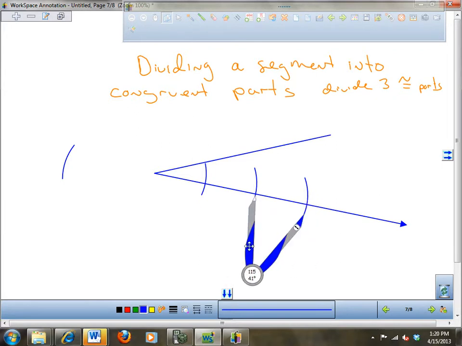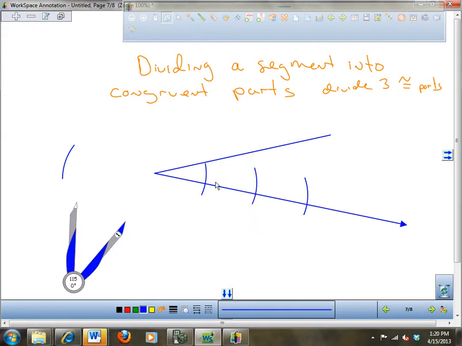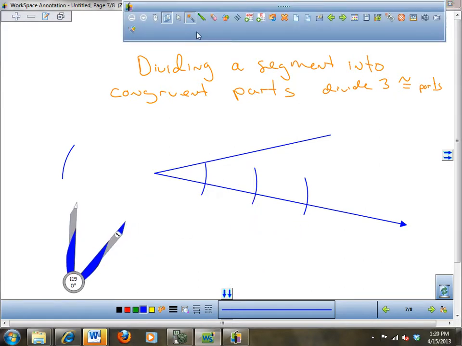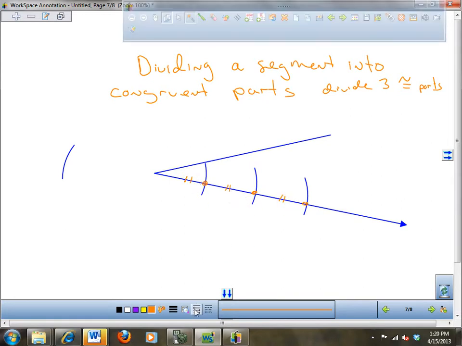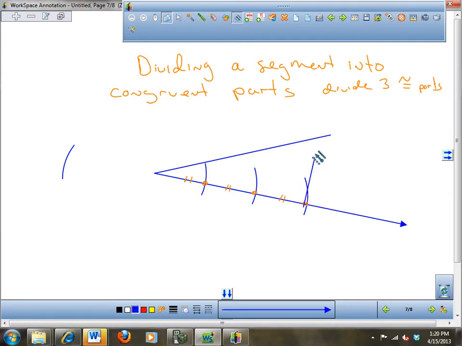And now what I do is I move my compass away a little bit. All these pieces are congruent, right? This, and this. So this is congruent to this, and this is congruent to this. Now I take my straight edge and I connect from this point to that end point. You see that?